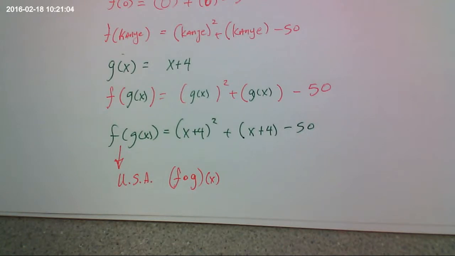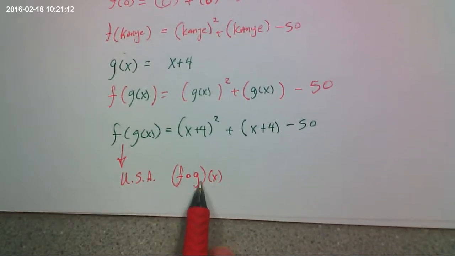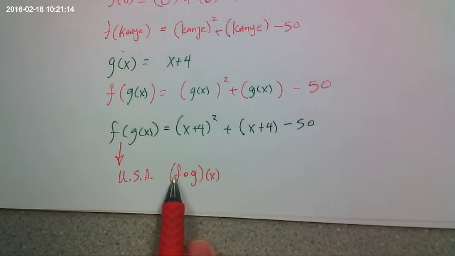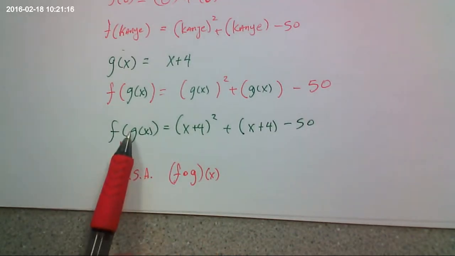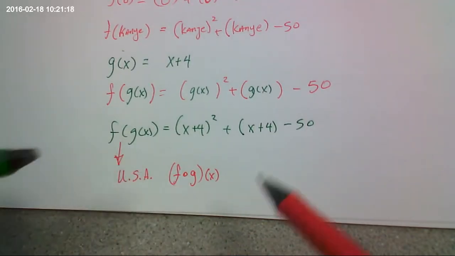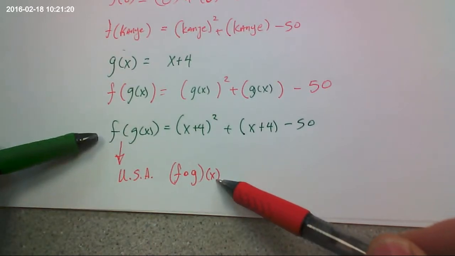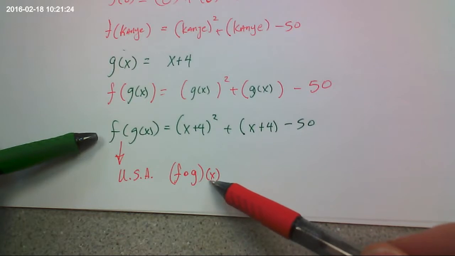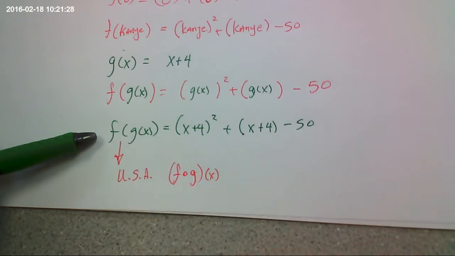Okay, calculators. But it's not an O. It's not a solid dot. It's a little open circle, and it means that you take this second function and plug it into the first. That's what it means. It means this. So these mean the same. So when you see this, you have to understand that it means this.